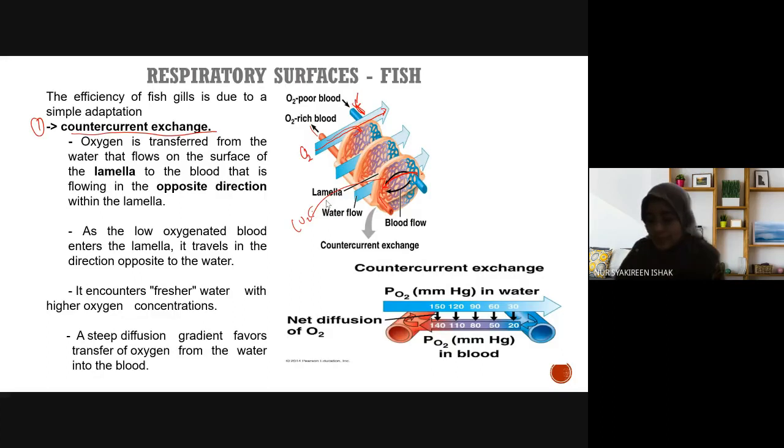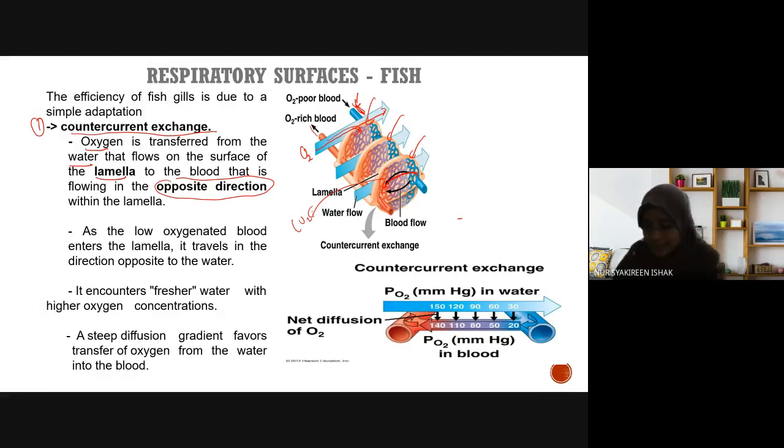So it says here, for countercurrent exchange, oxygen is transferred from water that flows on the surface of the lamella. This lamella of the gills is like the alveolus in the lungs. On the surface of the lamella, oxygen goes to the blood that is flowing in the opposite direction within the lamella. So blood and water flow in the opposite direction.